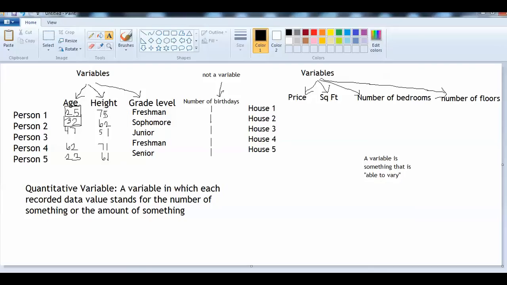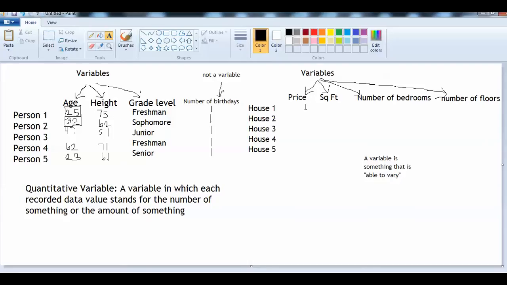So basically, whenever each data value stands for either the number of something, such as the number of children or the number of TVs a person owns, or the amount of something, like the amount of height or the amount of age, then those things would all be quantitative variables. So we have two quantitative variables.